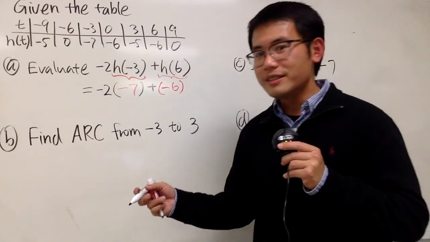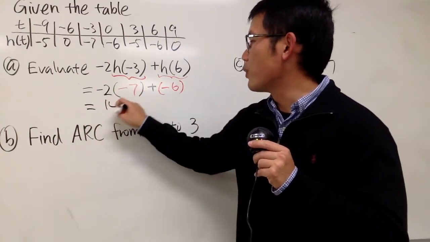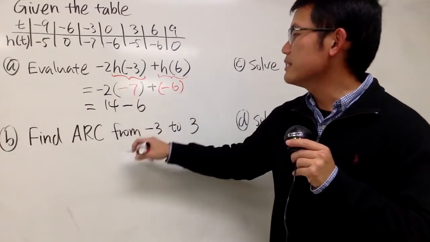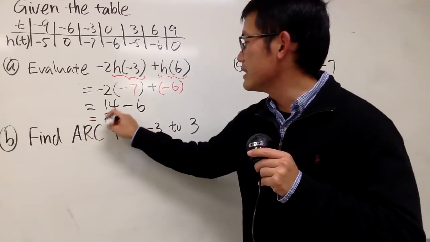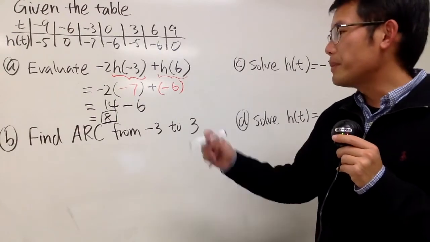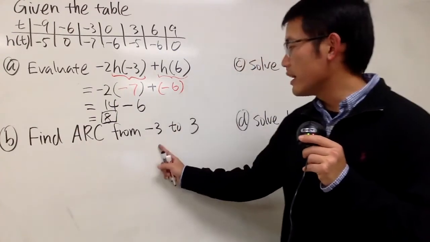And of course, we can just work this out now. Negative 2 times negative 7 is positive 14. And then positive times negative is going to be minus 6. All in all, 14 minus 6, we end up with 8. So this right here is the answer. The answer is 8.